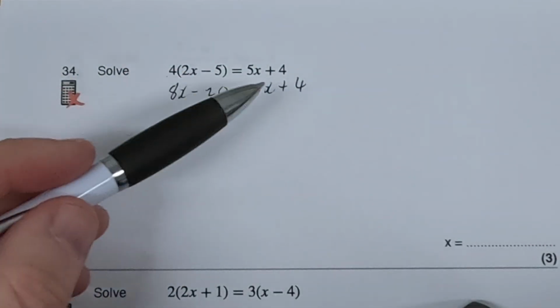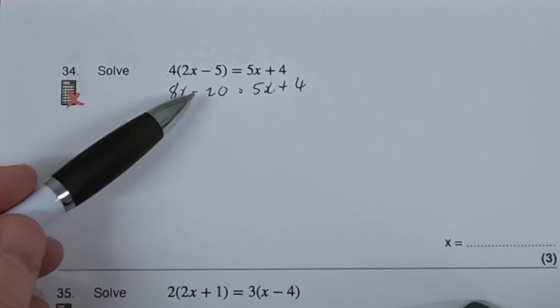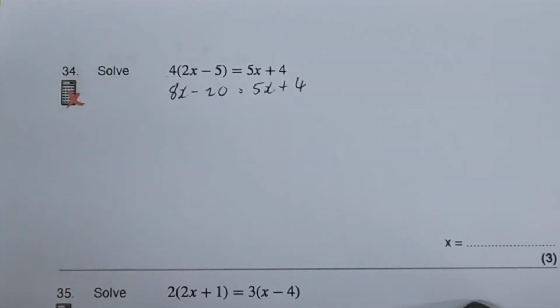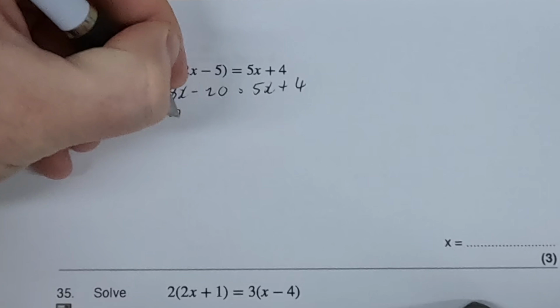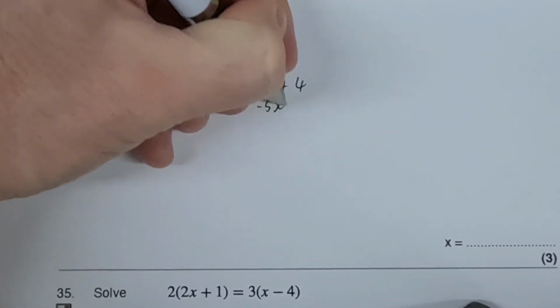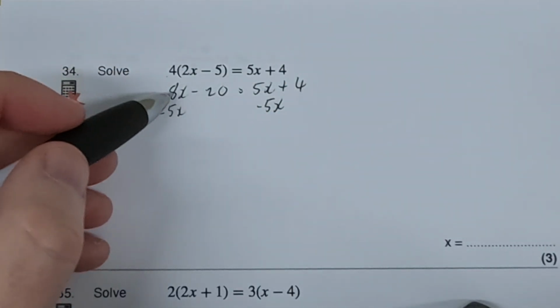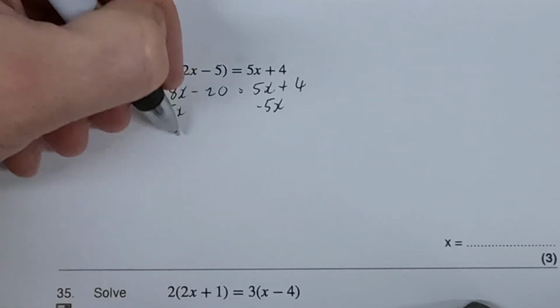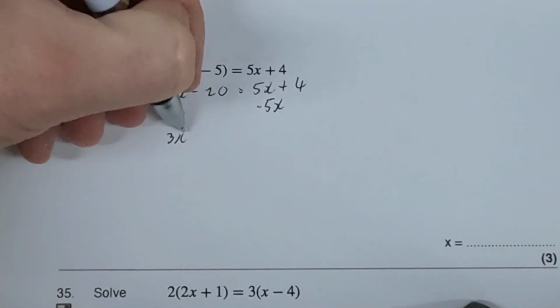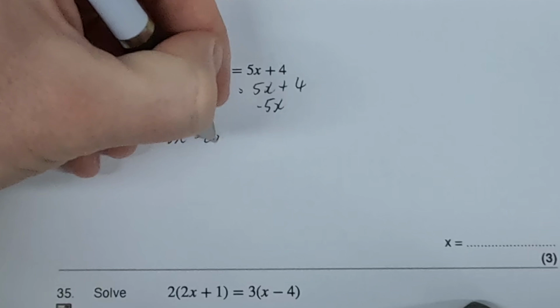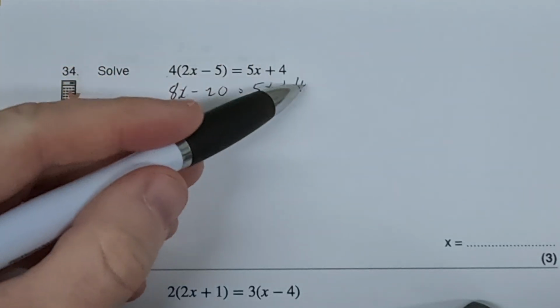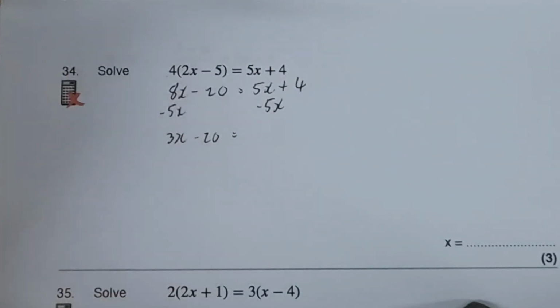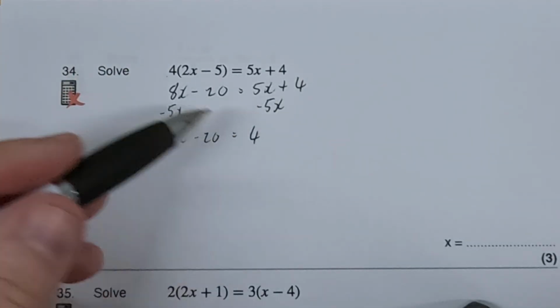Now we've got letters on both sides. The lowest number of x's will be the 5x's rather than the 8x's. We're going to take away 5x's from both sides of the equation. On the left-hand side, we had 8x's. We're taking away 5x's, so we're going to be left with 3x's. And then we've still got our minus 20. And then on the right-hand side of the equation, we had 5x plus 4. We're taking away the 5x's, so we're just going to be left with 4. So we've now got 3x minus 20 equals 4.